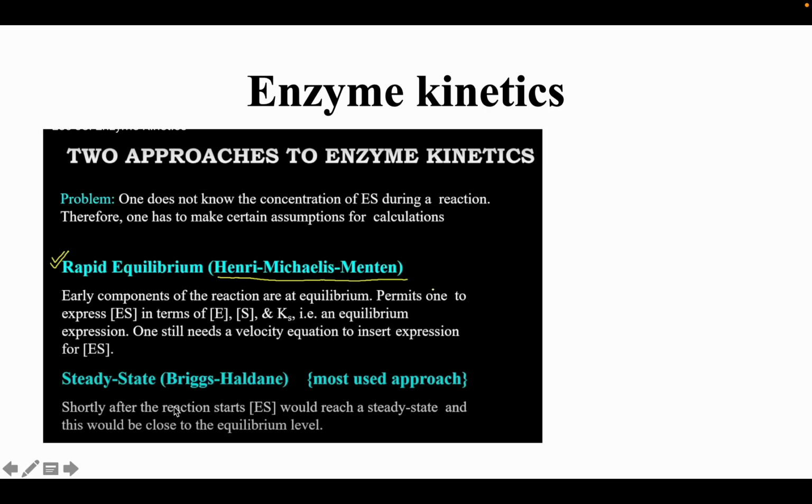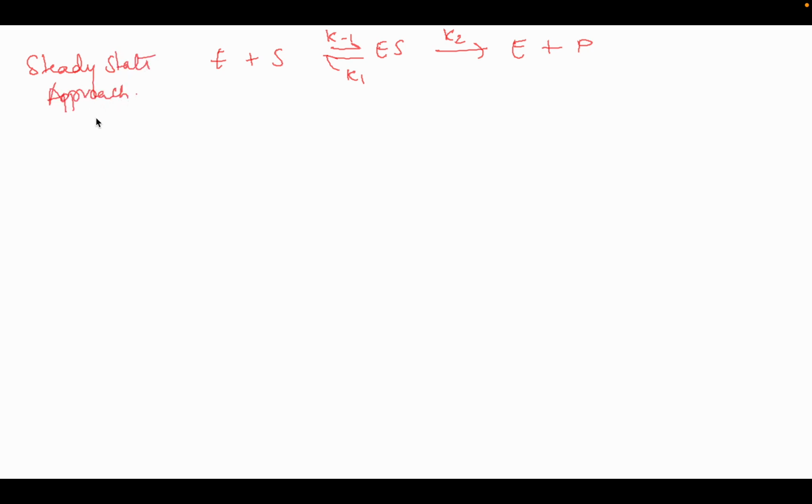So the next is the steady state, that is the Briggs-Haldane approach, which is most widely used. In the Briggs-Haldane approach, again we have enzyme plus substrate giving us the enzyme-substrate complex, and then we have E plus P, the product formation. This is K2, K minus 1, and this is K1. So this approach is also known as the steady state approach, and it uses the steady state hypothesis.